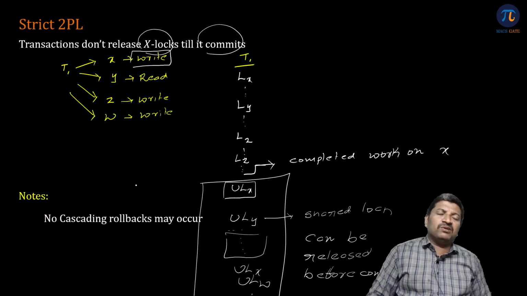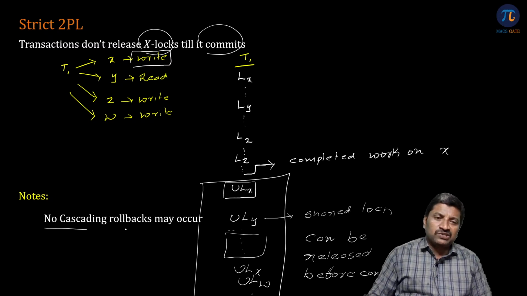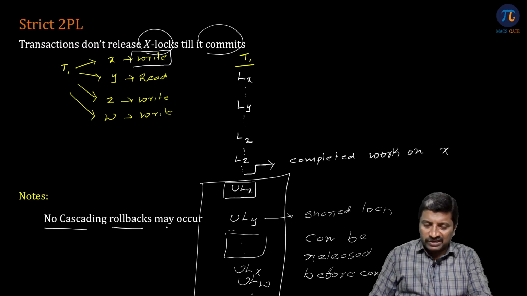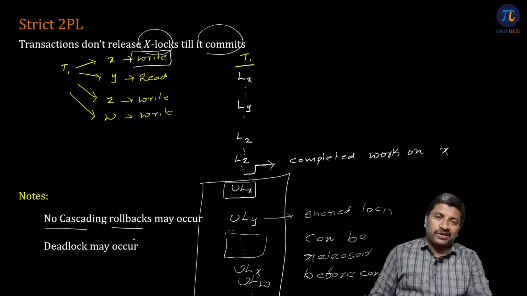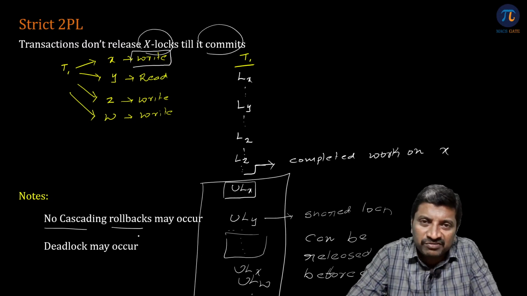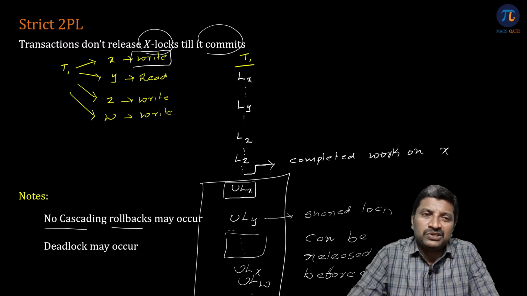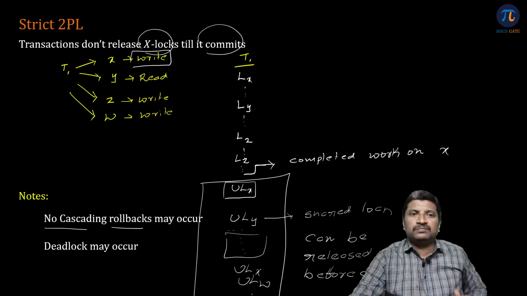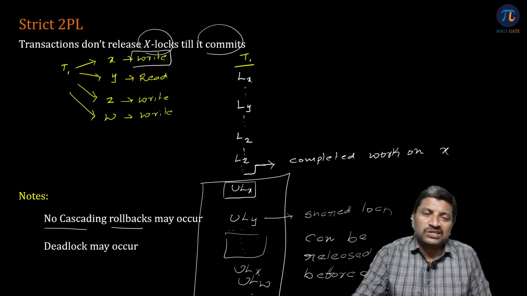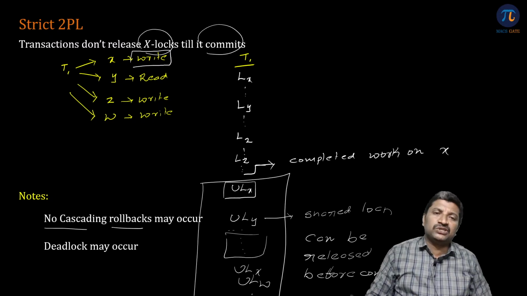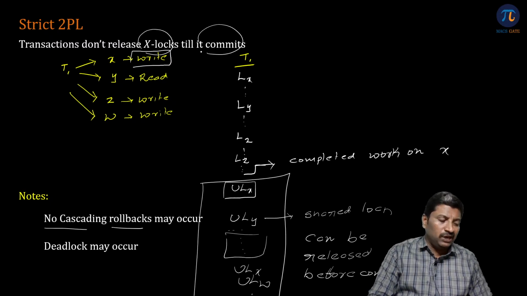Now, whenever I follow strict, there is no chance of cascading rollbacks. Deadlocks may occur. The same example we discussed in the case of basic 2PL, you can consider here also, sir, because it is following the strict two-phase locking protocol. So deadlocks may occur even if we follow strict two-phase locking protocol. What is strict, sir? Transactions don't release exclusive locks till they commit.